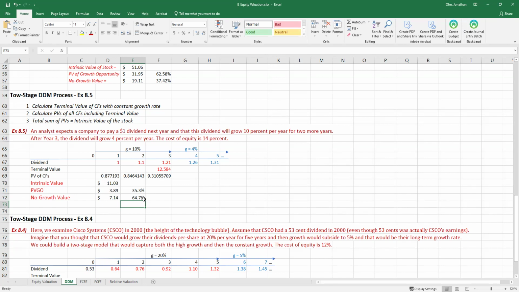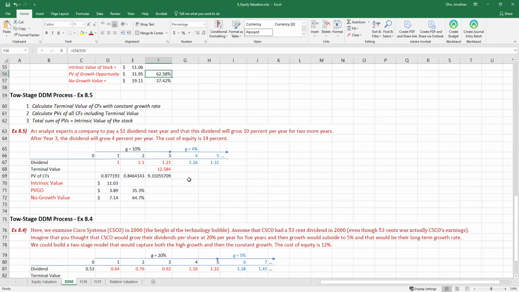Compared to this one, it's the opposite. The value from our already established assets is like 65%, and future growth opportunity we have 35%. It is quite a stable stock. This one is the opposite. Present value of growth opportunity is like 63% there. So it's quite volatile or uncertain, or a risky stock compared to this one here.